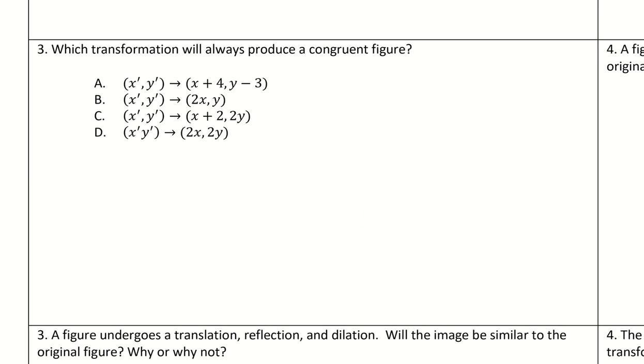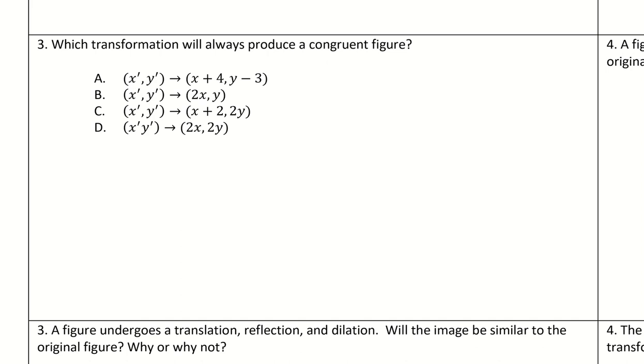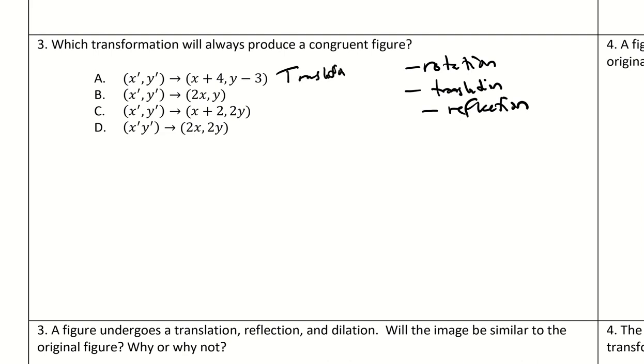All right, so number 3, which transformation will always produce a congruent figure? Anything that produces a congruent figure has to be a rotation or a translation or a reflection. Any of those things always produce a congruent figure. So this is a translation. So that is going to be an answer.